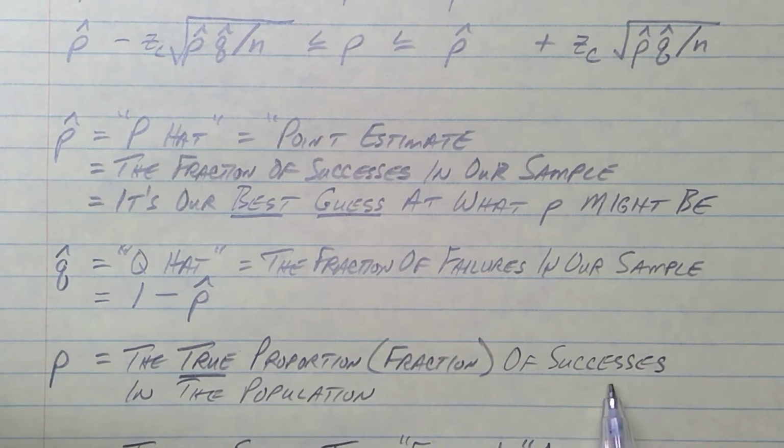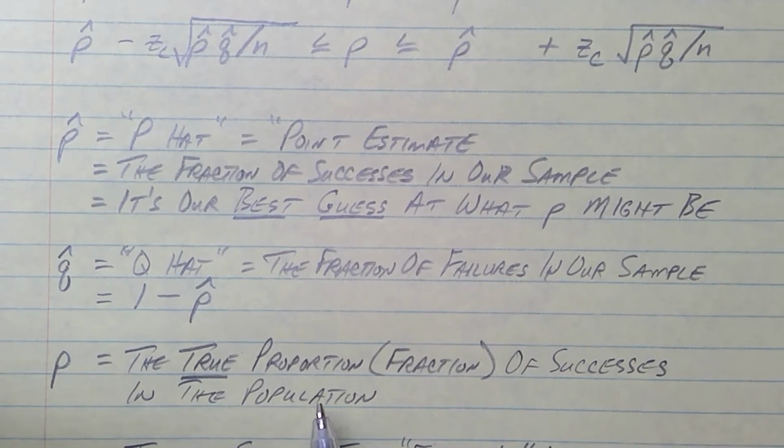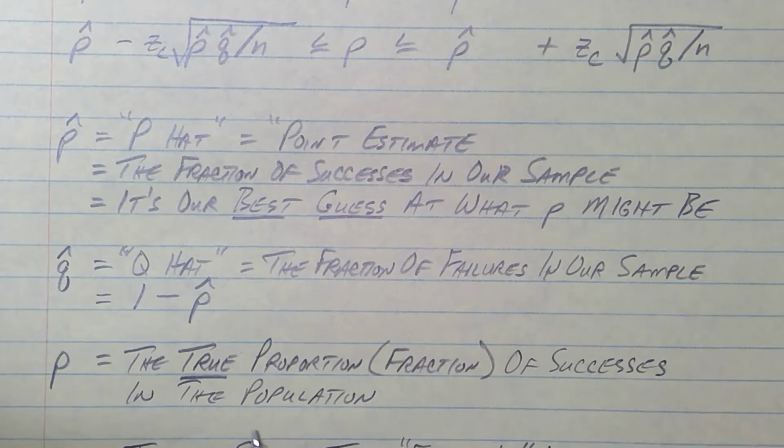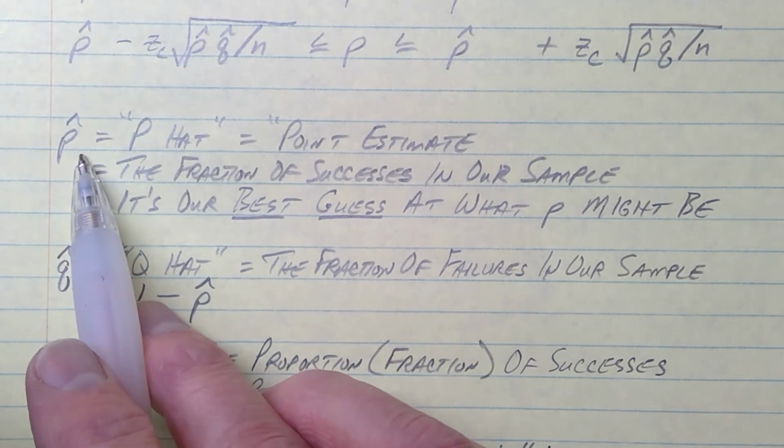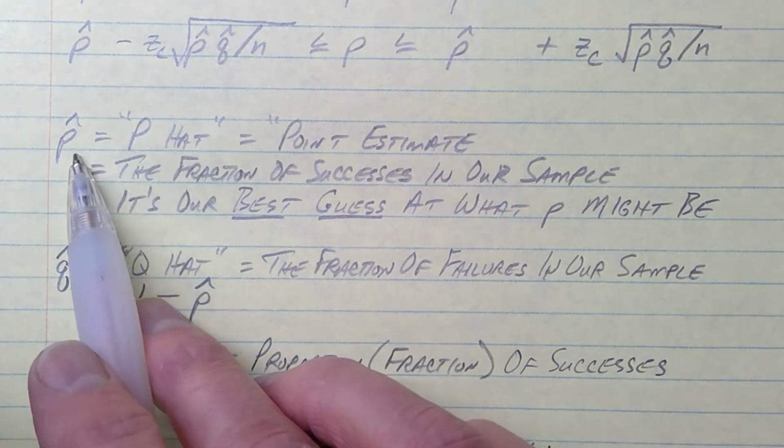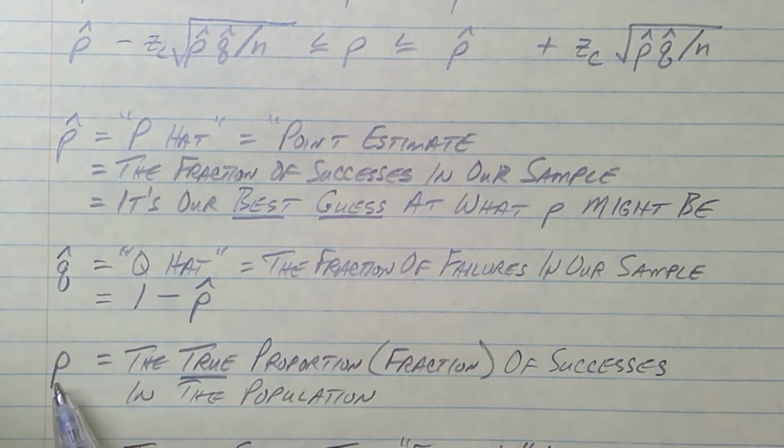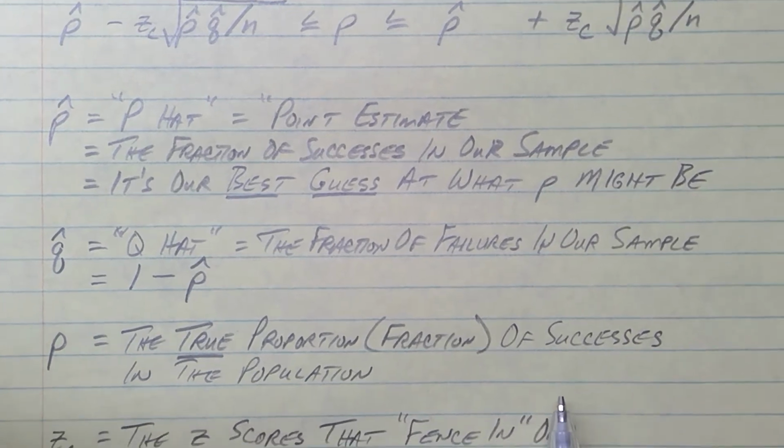It's the true fraction of successes in the population. If we're still talking about the basketball player, it would be over the whole season. At the end of the season, what do we predict his fraction of successes will be? How many will he make out of however many thousand free throws he took? We just watch a couple games. That's P hat. That's our sample. We watch a couple games and we guess what his end of the season proportion or fraction of successes will be.